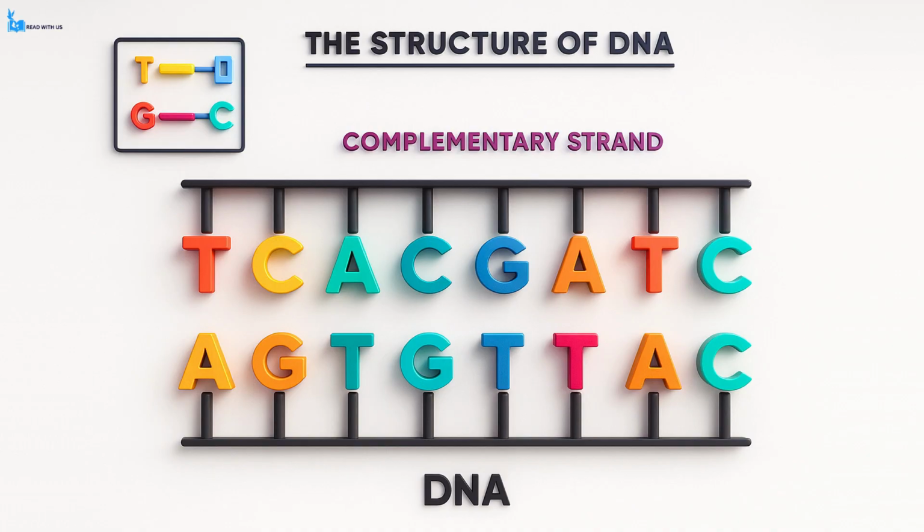Because of this, if we know the sequence of one DNA strand, we can accurately determine the sequence of the complementary strand. For example, if we had a sequence that read adenine, guanine, thymine, guanine, cytosine, thymine, thymine, adenine, cytosine, then the complementary strand would be thymine, cytosine, adenine, cytosine, guanine, adenine, adenine, thymine, guanine. Every base has its specific partner, and this pairing helps to keep the structure of DNA stable and allows for accurate copying during cell division.